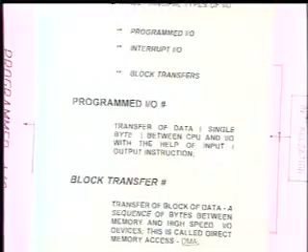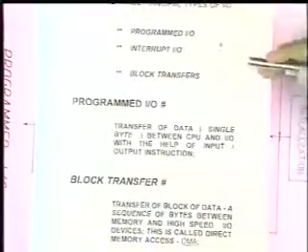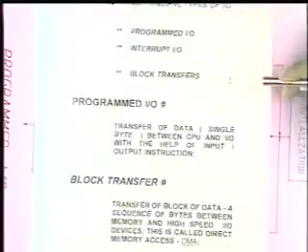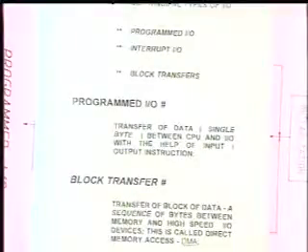You know, there are three ways one can do it. One is called programmed I/O, which I will explain later, and then there is interrupt. Of course, today's discussion is mostly on interrupt I/O, and then there is something called block transfers. Now the question comes, what is programmed I/O?